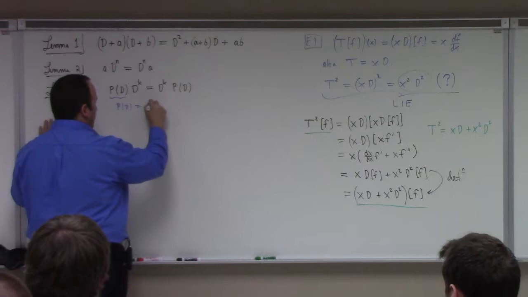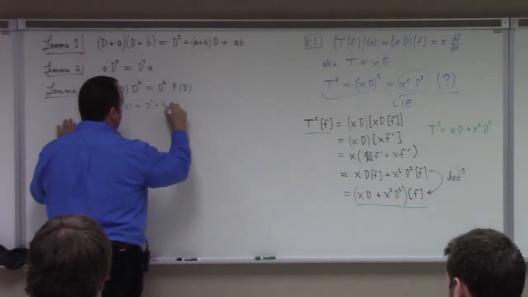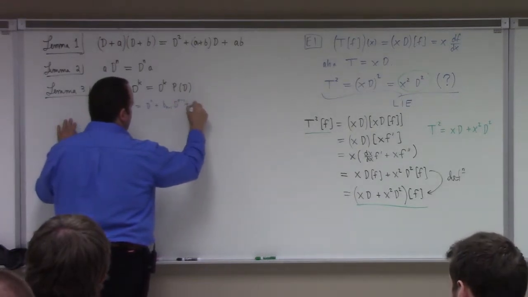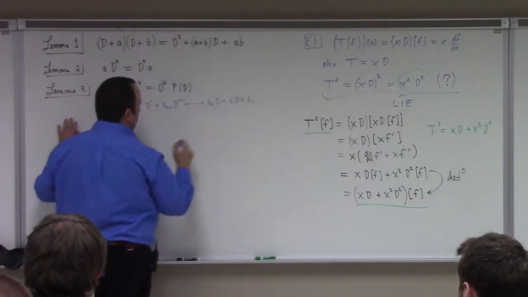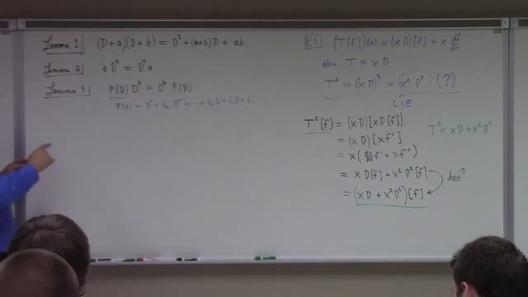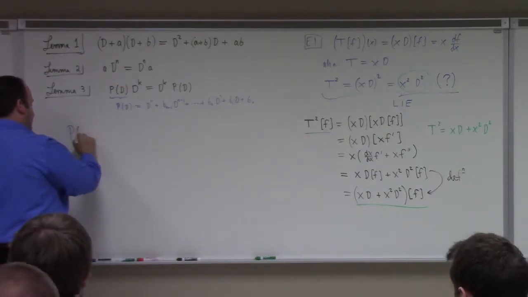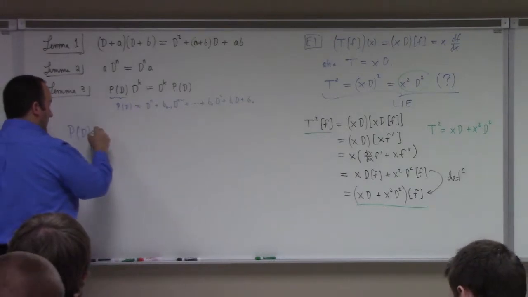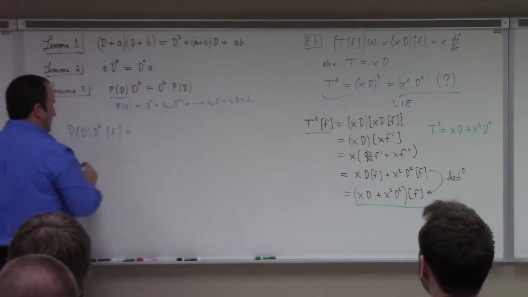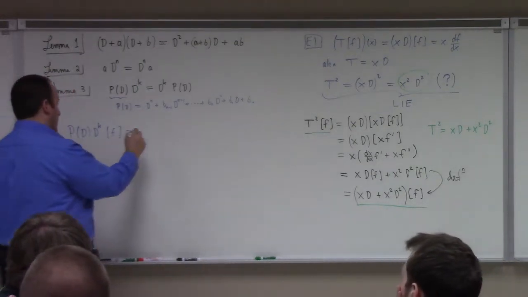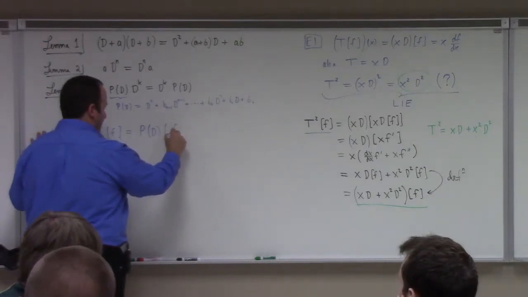It's D to the n plus b_{n-1} D to the n minus 1, plus and so on, plus b2 D squared, plus b1 D, plus b naught. It's this operator. So if I take P of D, a polynomial in the differentiation operator, and I multiply by D^k and act on f, what's that equal to? That's equal to P of D acting on the kth derivative.